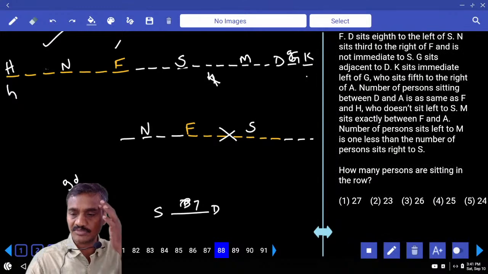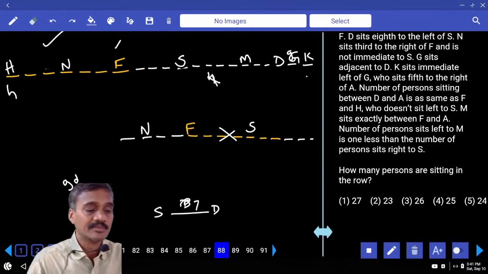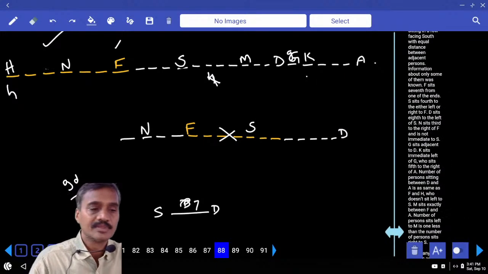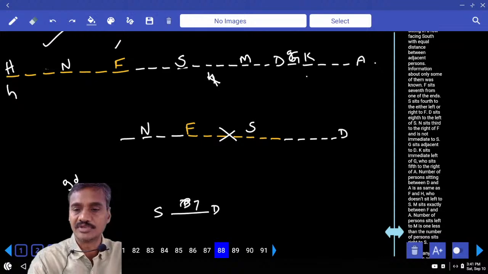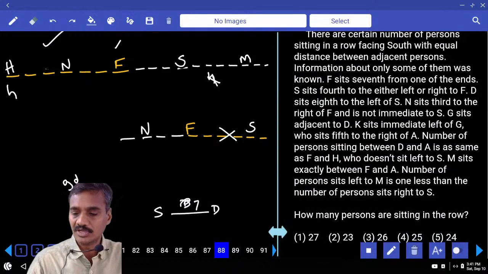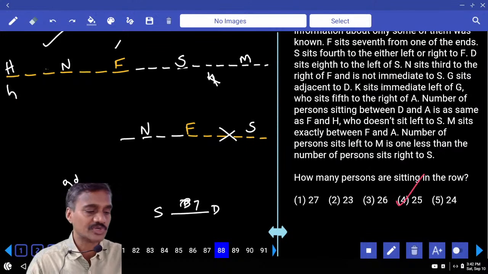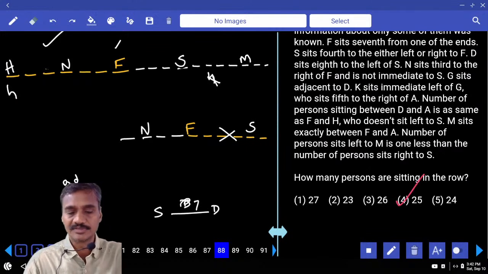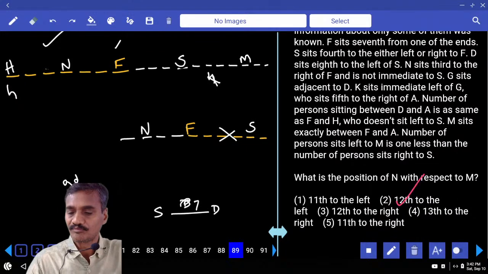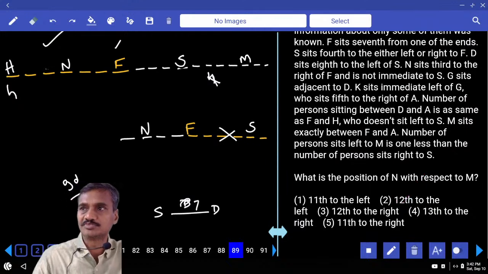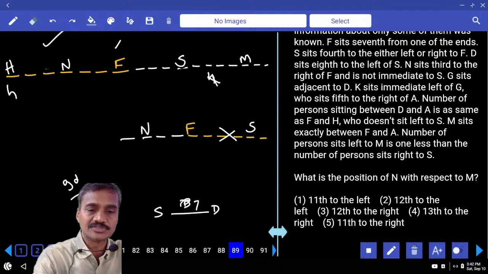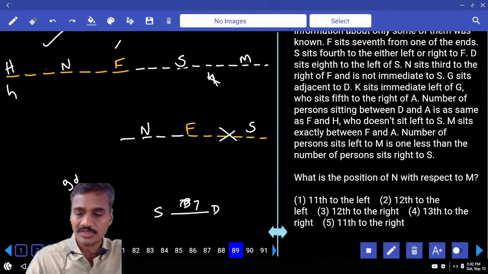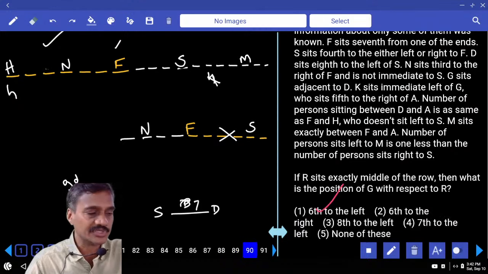Then coming to the question: how many persons are sitting in the row? My total number of persons count: 7, 8, 9, 10, 11, 12, 13, 18, 19, 20, 25. Now all together we have 25 persons. That is the choice for question number 88. Then 89, what is the position of N with respect to M? 1, 2, 3, 4, 5, 6, 7, 8, 9, 10, 11, 12. Now 12th to the right, that is choice 3 for 89.